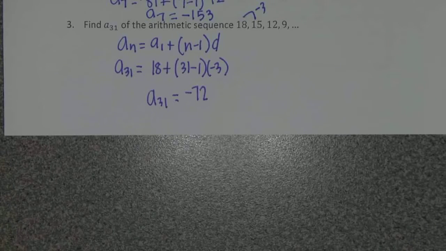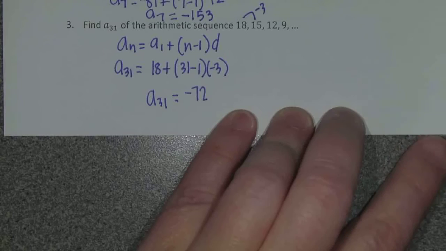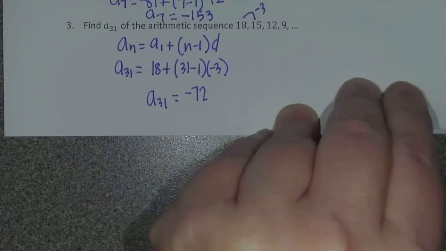All right, so my answer is -72 for the 31st term. Okay, you ready? All right, flipping it over then.